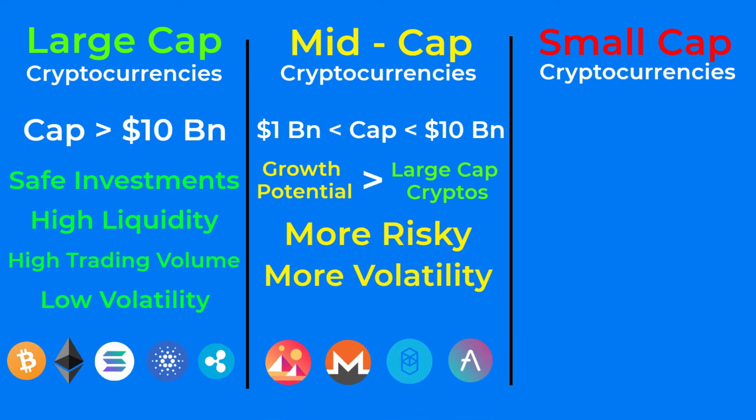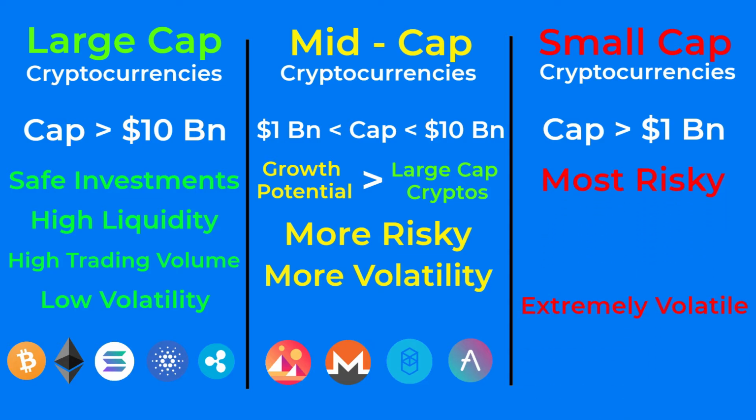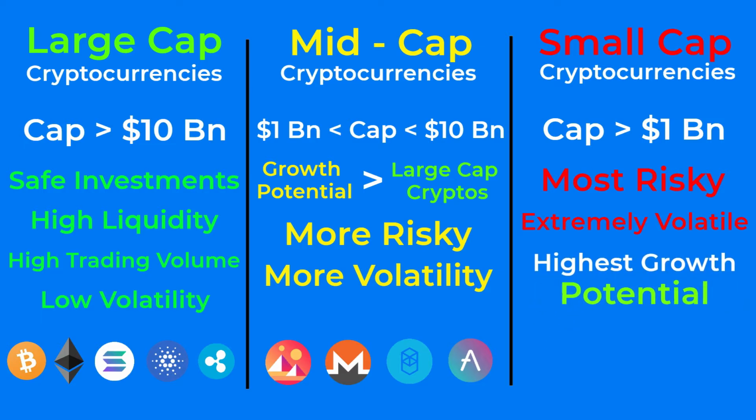Small market cap cryptocurrencies are cryptocurrencies with a market cap of less than $1 billion. They are the most risky cryptocurrencies. They have extremely volatile prices, but they have the highest growth potential. Examples of these cryptos include Banker Token and SushiSwap Token.